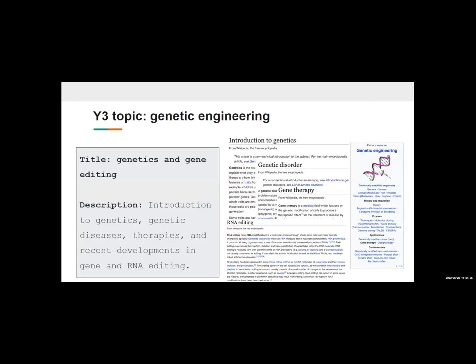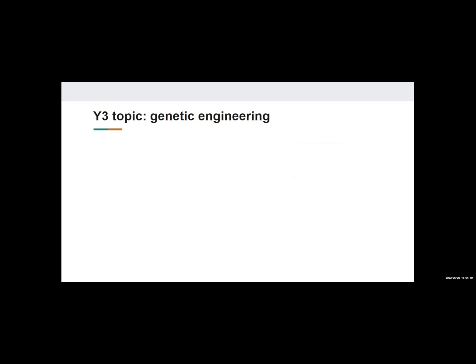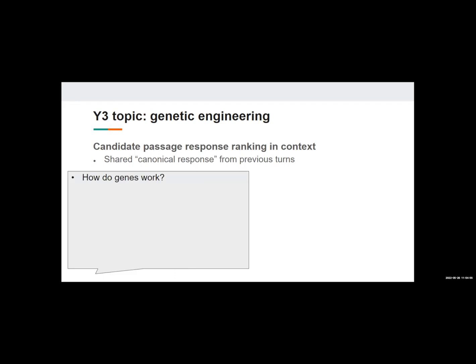This is an example of a CAST topic, from year 3. It is about genetics and gene editing. The goal is to explore information about a complex topic that spans multiple documents. Here are 3 different Wikipedia pages, but it might be hundreds or thousands of documents that span all the different aspects of genetic engineering. In CAST, this unfolds through a conversation that a user has with the search engine, the hypothetical search engine that can understand these conversations.